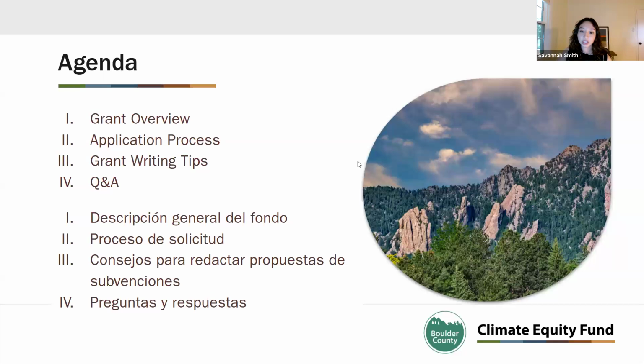This is the agenda for today. We are going to provide a brief overview of the grant, including the background and the application process, and then we'll provide some grant writing tips and have time for Q&A. If you participated in the kickoff webinar, it'll be some of the same information, but it's also going to include grant writing tips today.